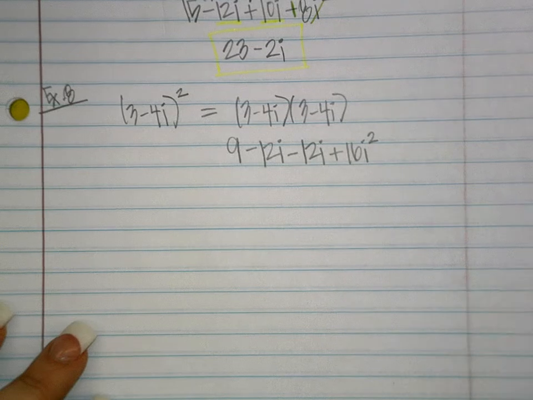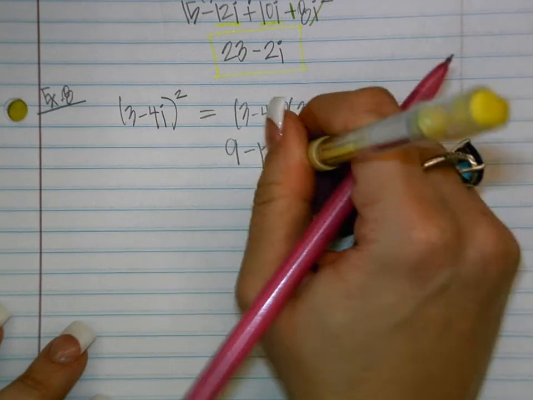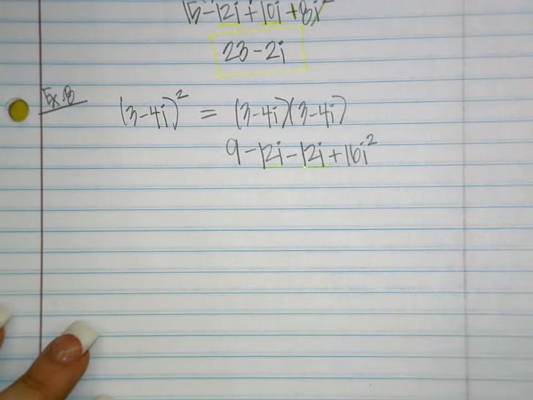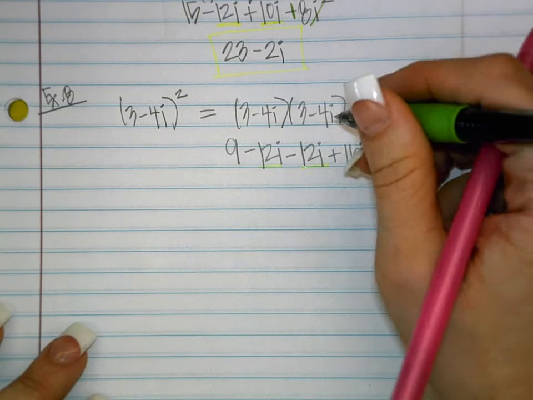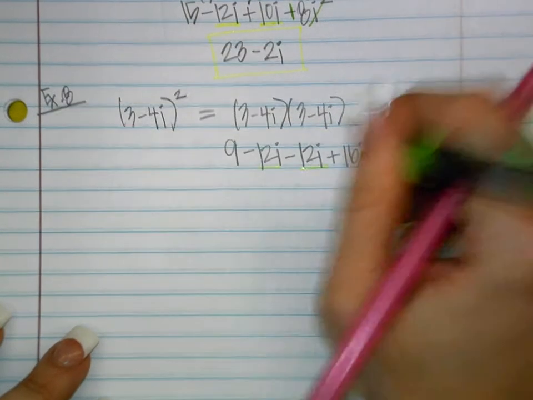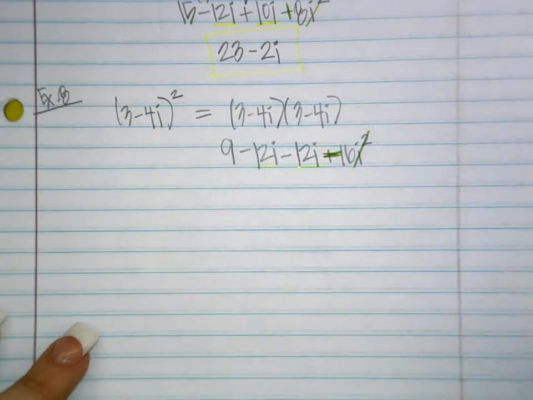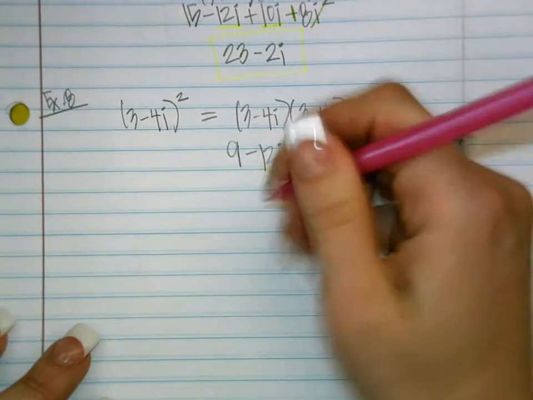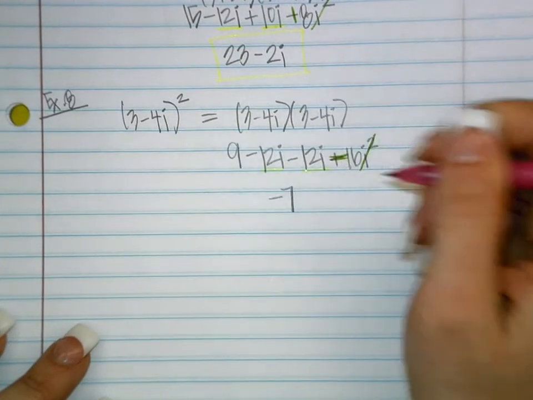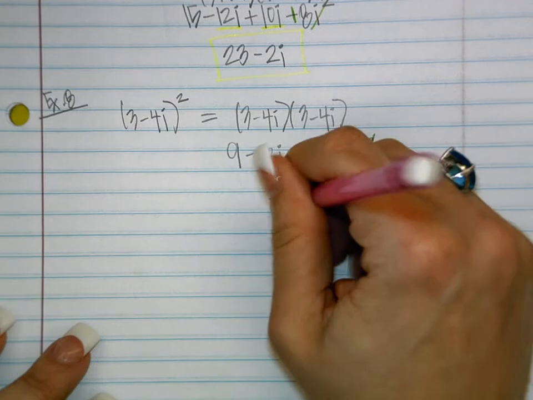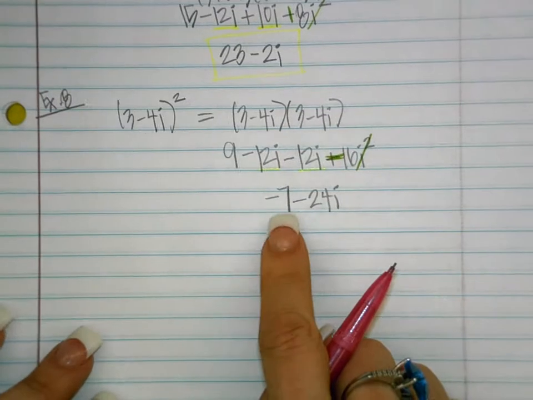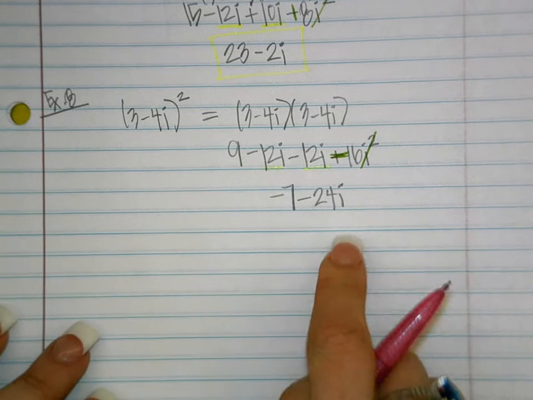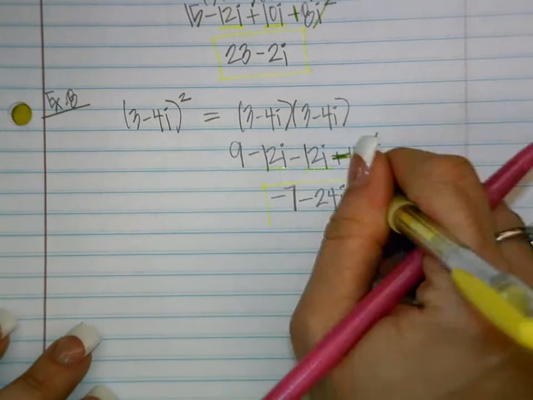Then combine your like terms. So combine the 12i's. What happens with 16i squared? What does that turn into? Negative 16. So when you combine your like terms, 9 minus 16 is negative 7. Negative 12i, another negative 12i is minus 24i. Make sure when you're writing your answers that you always write the real portion, then the imaginary portion. It has to be written that way, or else it's wrong.